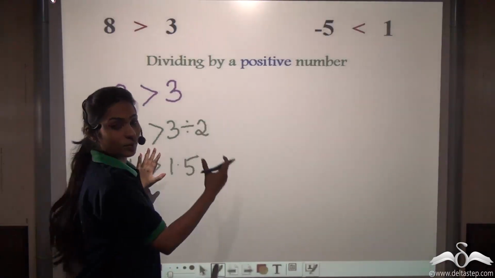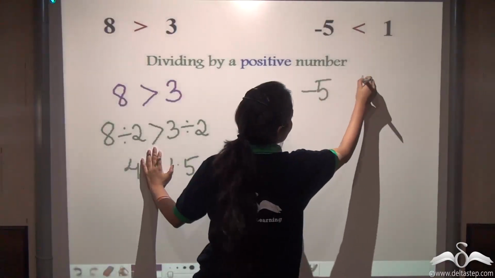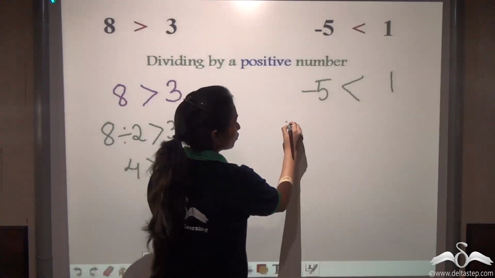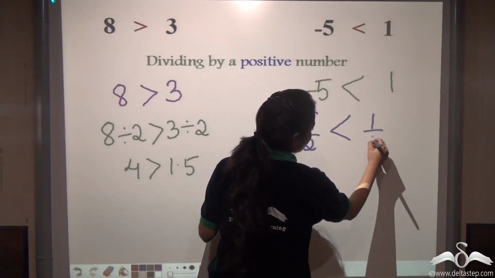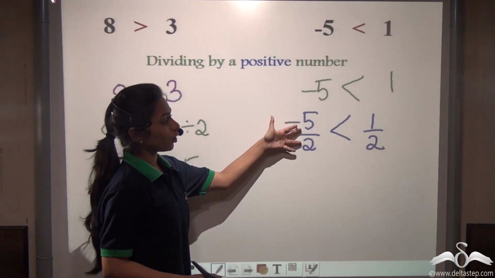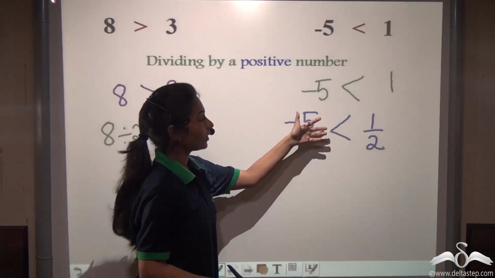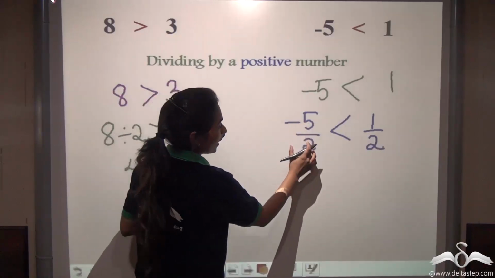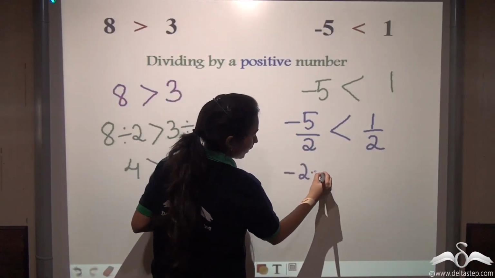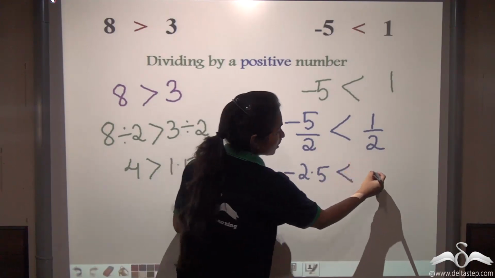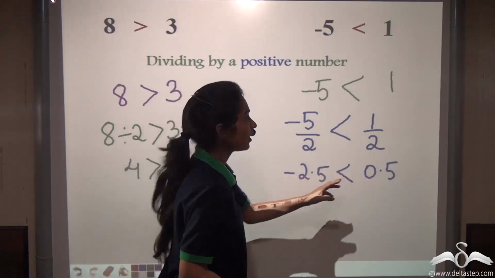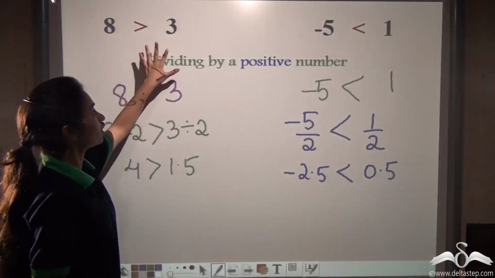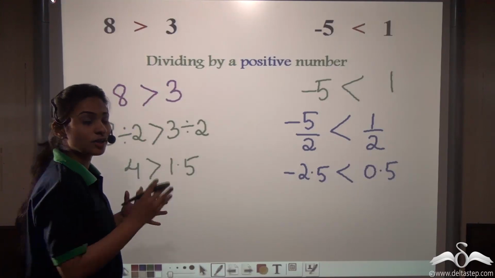Check this with the second inequation. Minus 5 is less than 1. Let us divide it by the positive number 2. So minus 5 by 2 shall be less than 1 by 2. Well, if you cannot conclude whether this is true or not, let us convert it into decimals and see. Minus 5 by 2 will give you minus 2.5, which is less than 0.5. You can see that minus 2.5 is less than 0.5. That means dividing an inequation with a positive number both sides will not change the inequation.